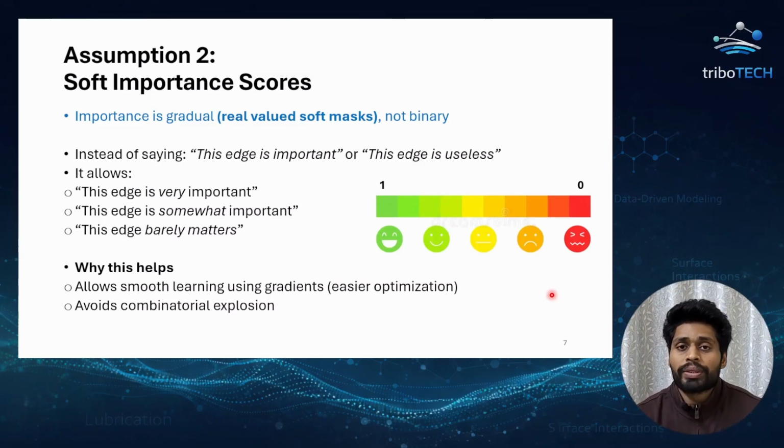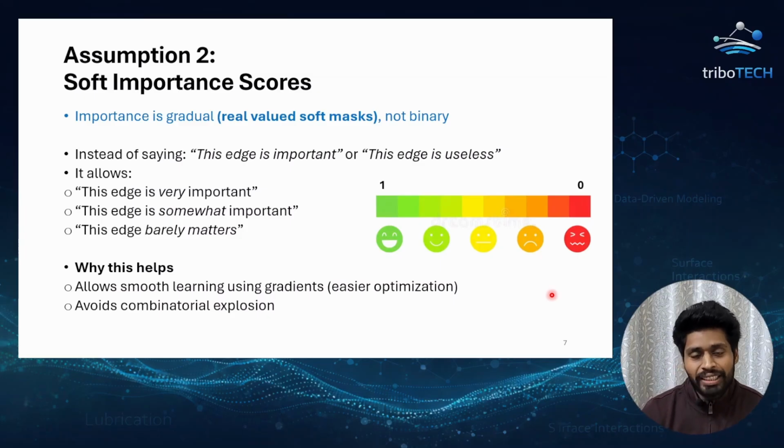But before going to the next slide, I want to tell you one downside of this assumption. While this assumption is making the process computationally efficient, there is always a cost to anything, right? So the downside here is, for example, the soft mask value comes to 0.7.